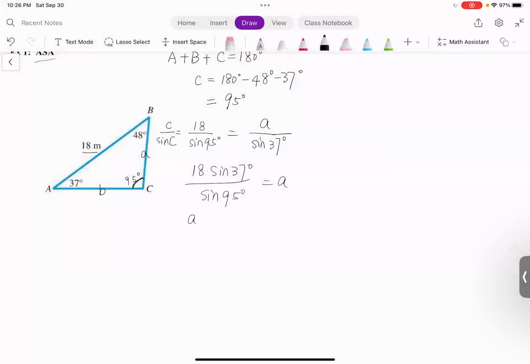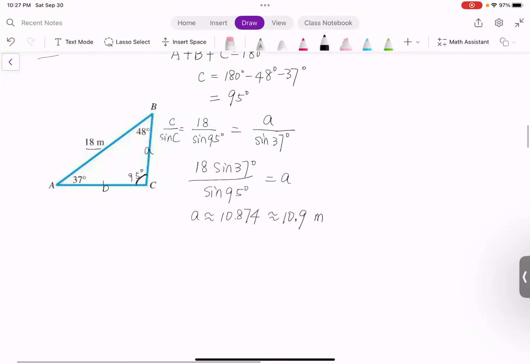Let's put the solution here. So the A is about 10.874. And the question says round to 1 decimal place. So I'm having 10.9. And the unit is meter. So this is the first relationship.